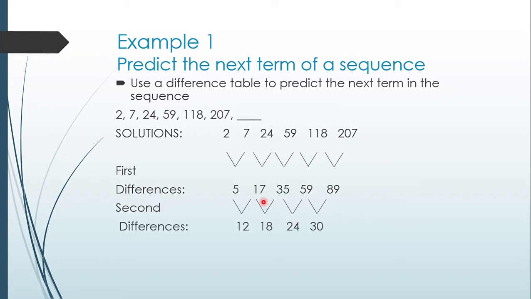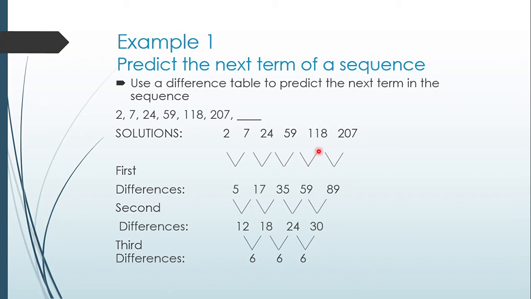Again, 17 minus 5 is 12, 35 minus 17 is 18, 59 minus 35 is 24, 89 minus 59 is 30. Since our second differences are not all the same, let's proceed again to the third differences. Again, 18 minus 12 is 6, 24 minus 18 is 6, 30 minus 24 is 6. Since all the differences are equal, then you must stop.